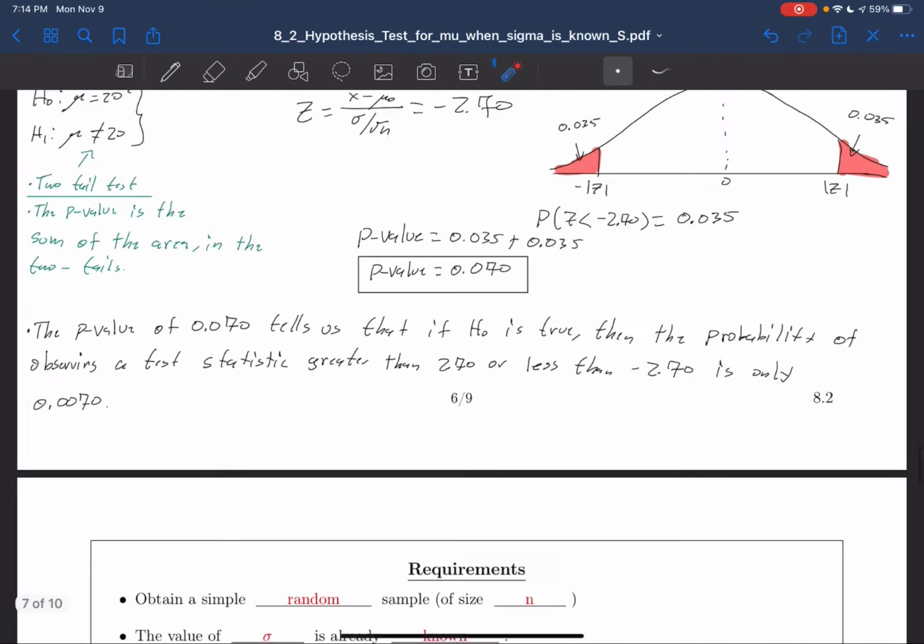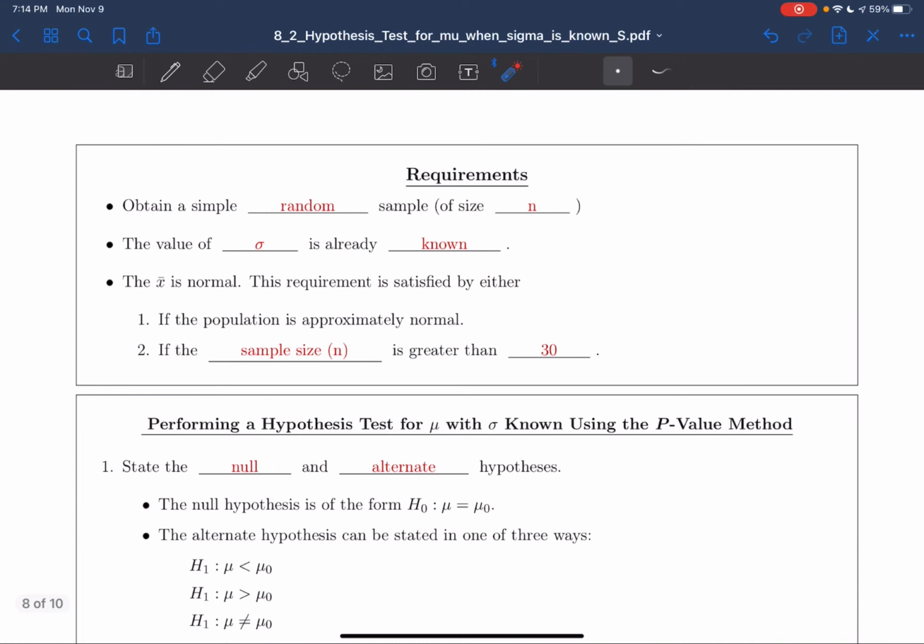Okay, so before beginning any hypothesis testing, we have to, again, check the requirements. If all of them are satisfied, then you're allowed to continue. But if even one of them is not satisfied, then you are not able to perform hypothesis testing.